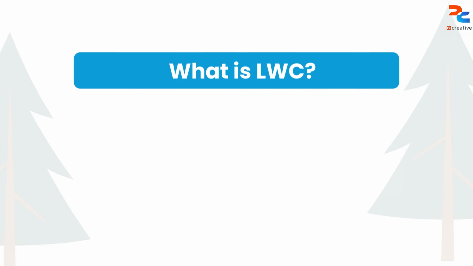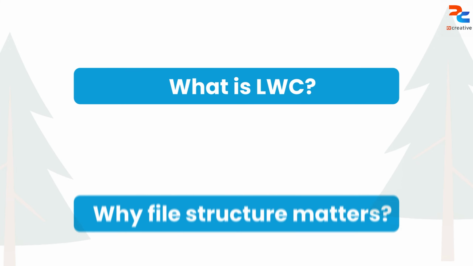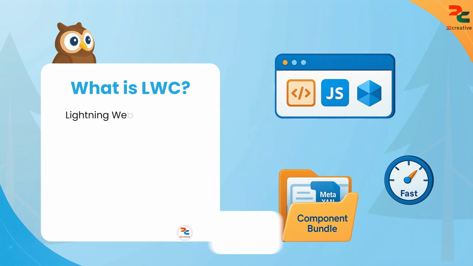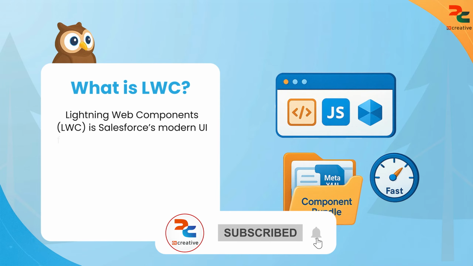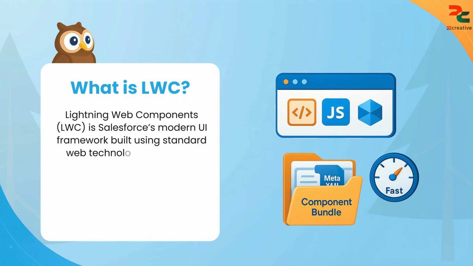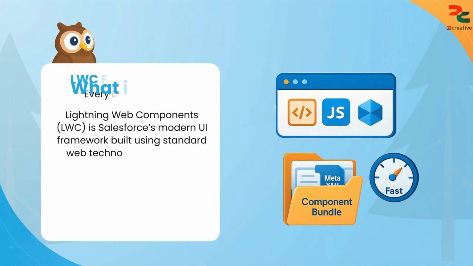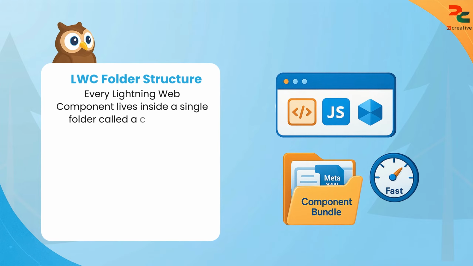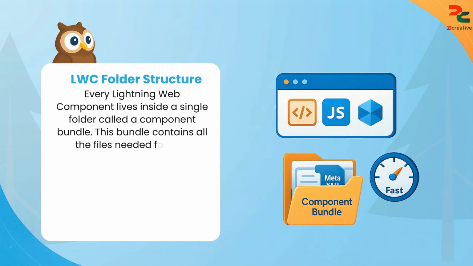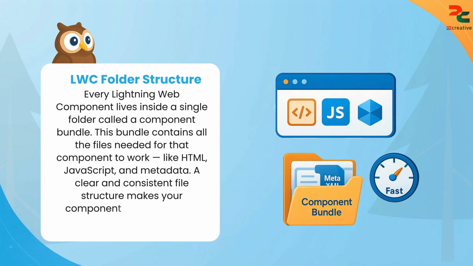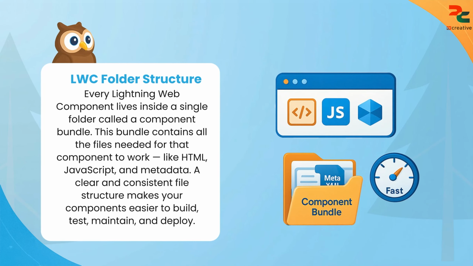First of all, let's start by briefly saying what an LWC is and why the file structure matters in an LWC. Lightning Web Component is Salesforce's modern UI framework built on standard web technologies, things like HTML, JavaScript modules, web components, etc. Because it uses web standards, it's lightweight, fast, and it aligns with how web development works. Given that, when you build a component, you will find there is a single folder called a component bundle that houses all the files for that component. Having a clear structure makes a component easier to maintain, reuse, test, and deploy. So let's take a look at the structure next.